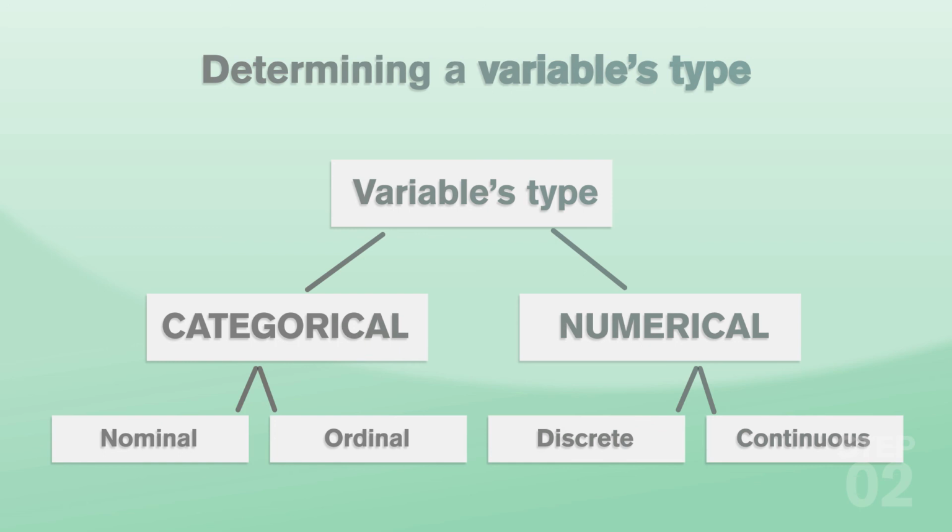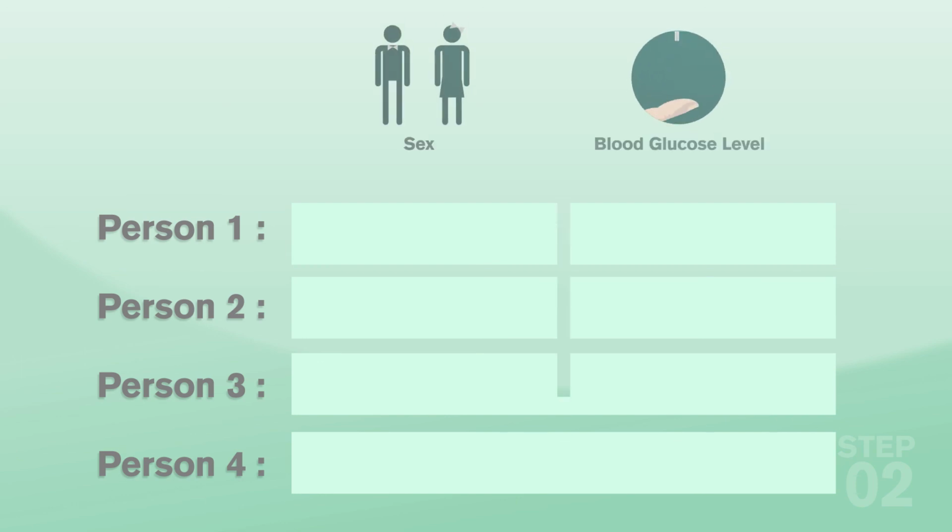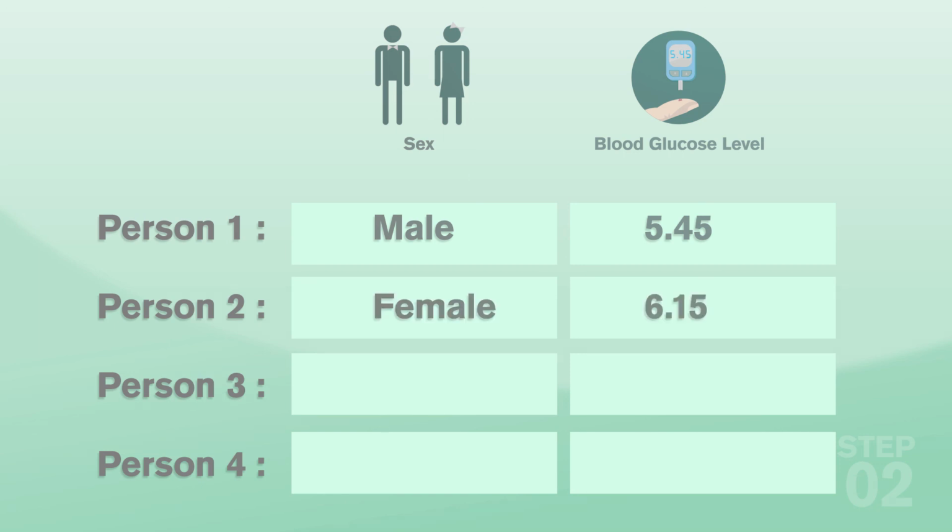When we record data for variables, we consider each individual as a record. This is presented as a row in a data table. Then we would record the data for each variable in columns. So if person 1 was male and had a blood glucose level of 5.45, and we recorded similar values for each person, then we see the data table build.